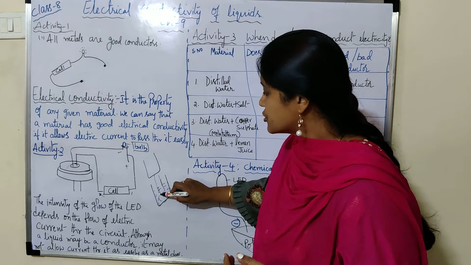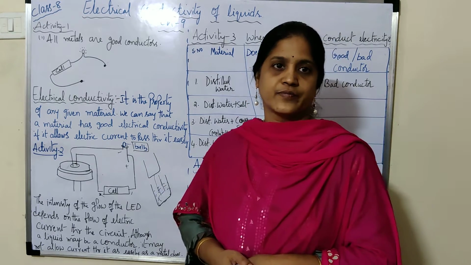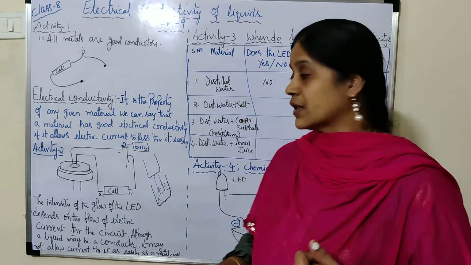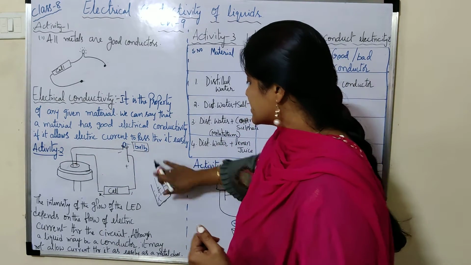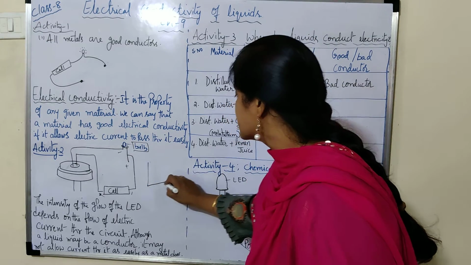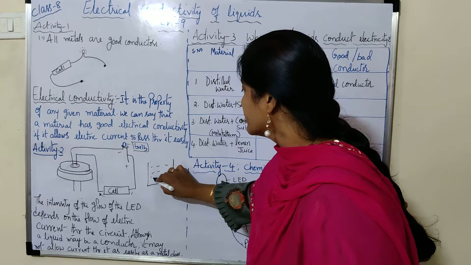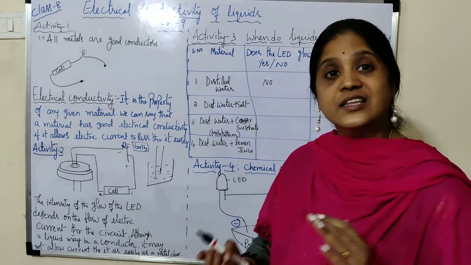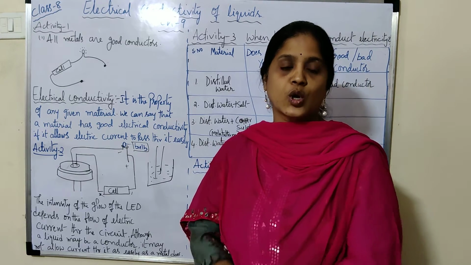The metal pins should be dipped in that liquid, and find out each time whether the bulb glows or not. See, when the metal pins are dipped in the solution, here again I will draw. This is the liquid. If the metal pins are dipped in the solution, then the circuit becomes completed, closed.